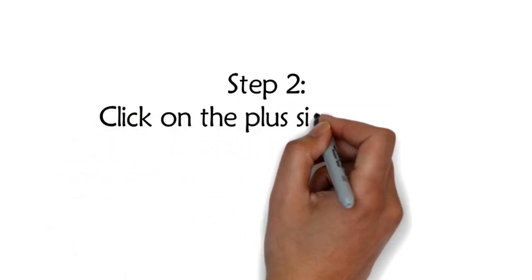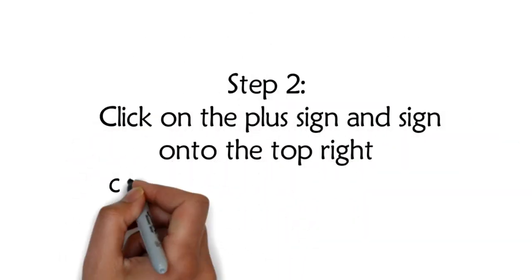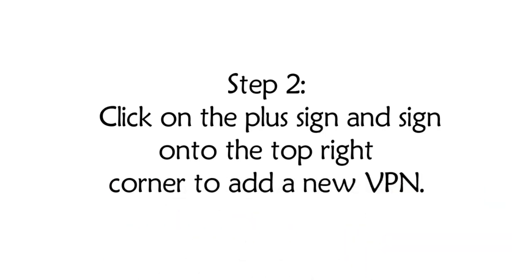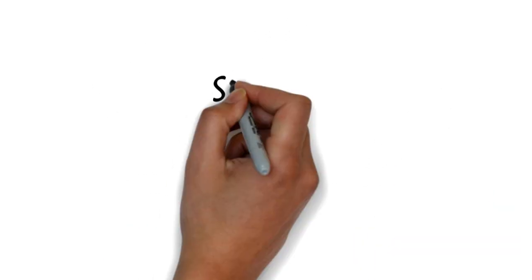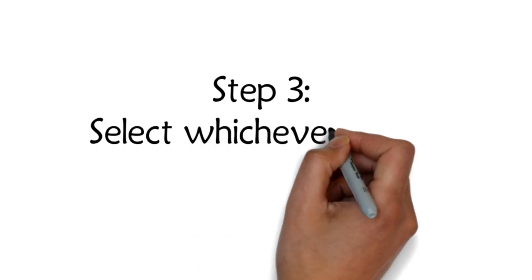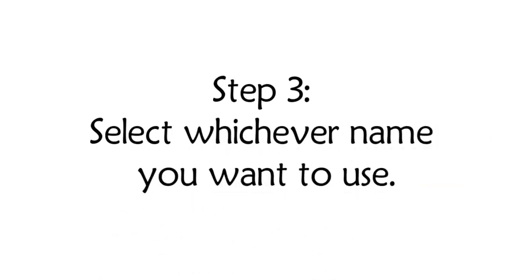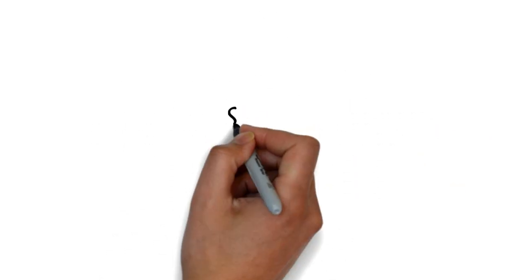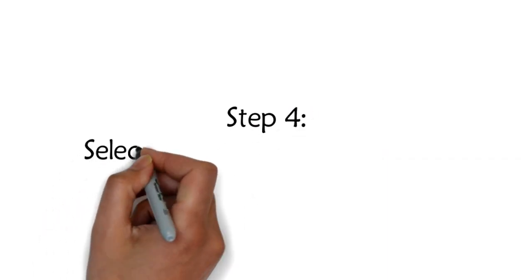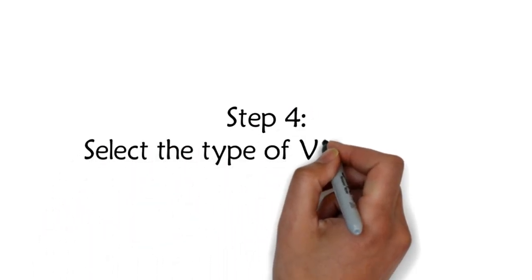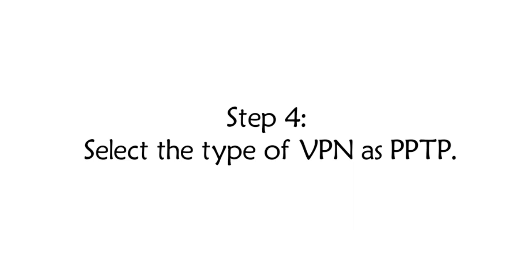Step 2. Click on the plus sign in the top right corner to add a new VPN. Step 3. Select whichever name you want to use. Step 4. Select the type of VPN as PPTP.